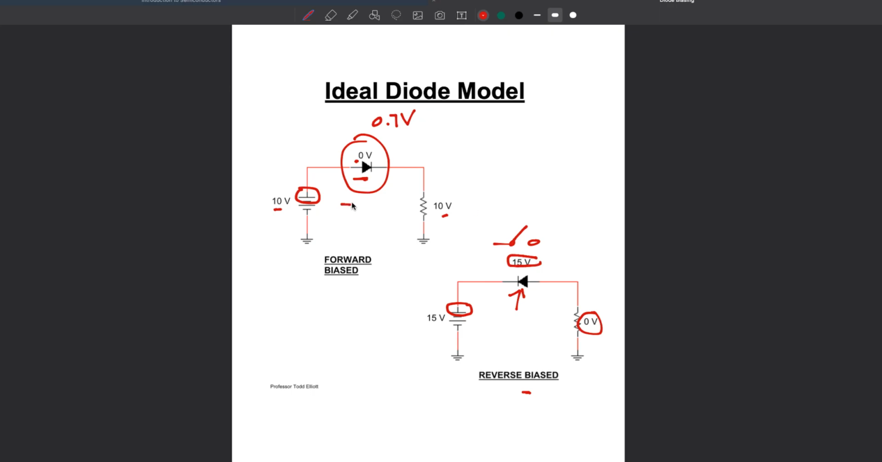For the forward biased diode, okay, oops. Yeah, I just totally messed that up, didn't I? Yeah, okay. Oh well, get an eraser. Okay. It's going to be just like that, like a closed switch.